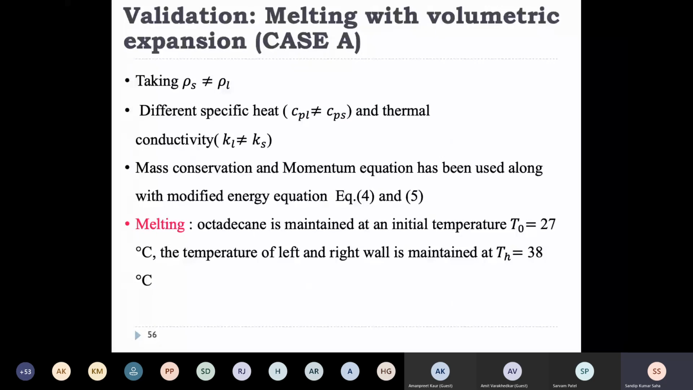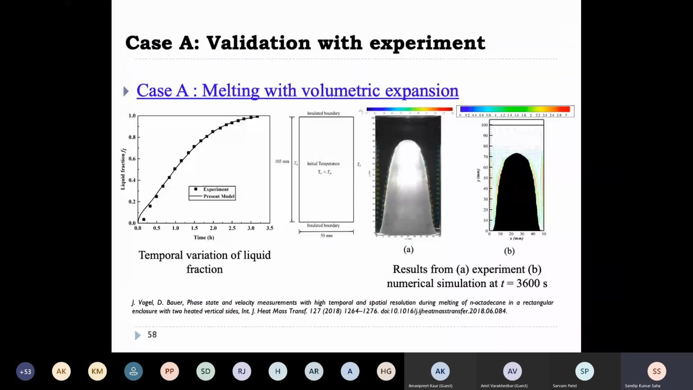So some validation I am showing, where rho s obviously is not equal to rho l. So here shrinkage is coming because of the difference in density, and the specific heat change and everything is shown here. I'm showing that it is giving a good validation with the experiments. People have done experiments on this, and this is a very recently developed model by us. It shows very good agreement with the experiments.